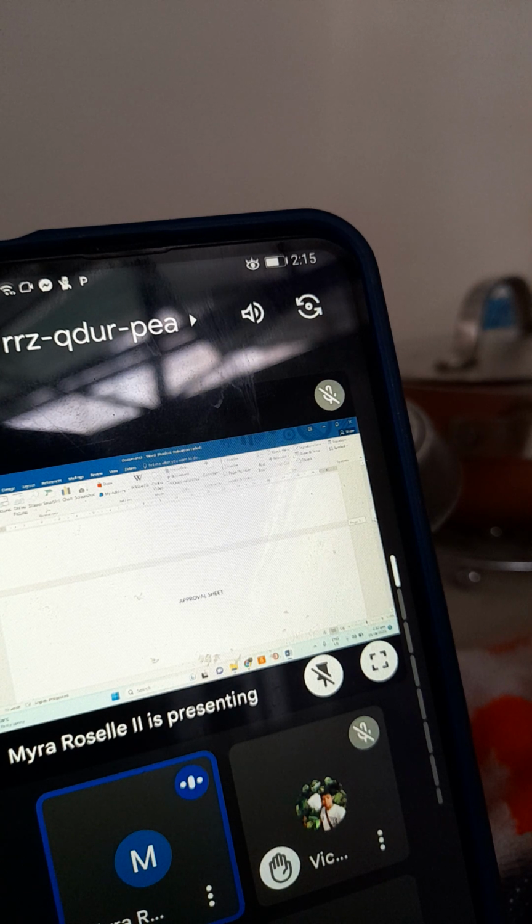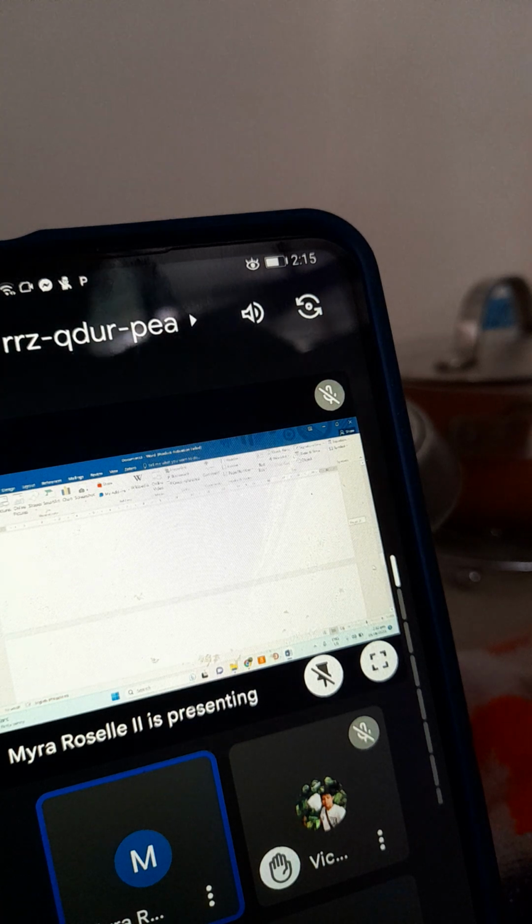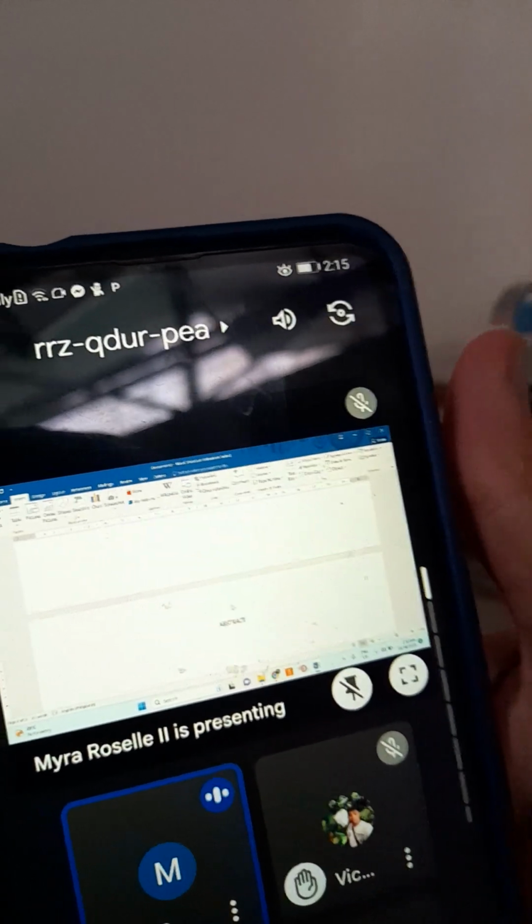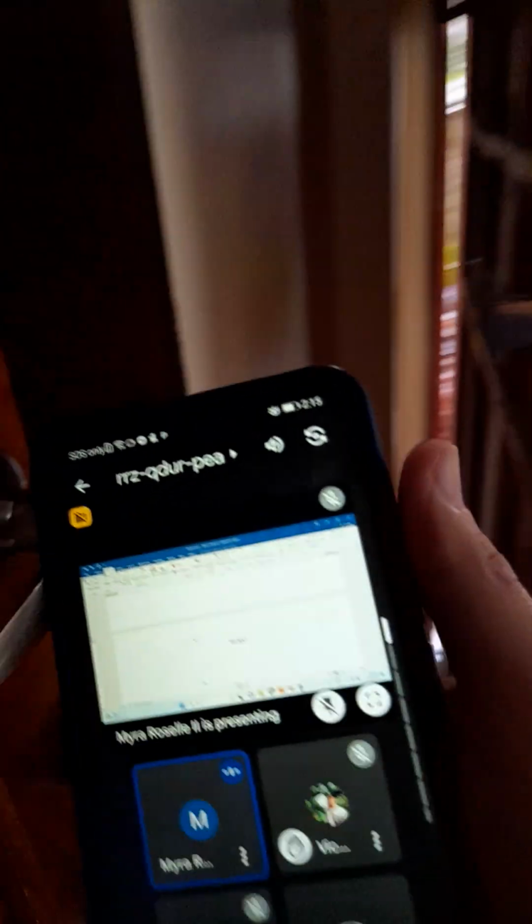Okay, let's go to page number 3. Page number 3 is your abstract. Okay, the abstract is the last thing that you are going to write.